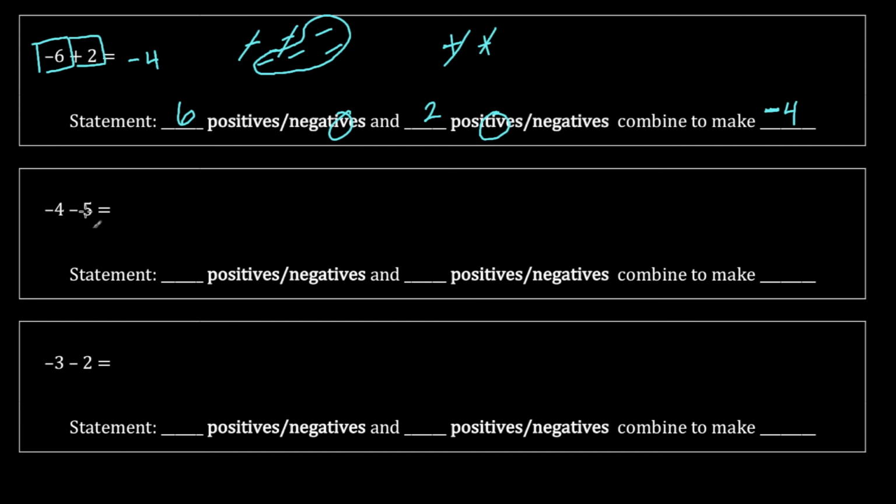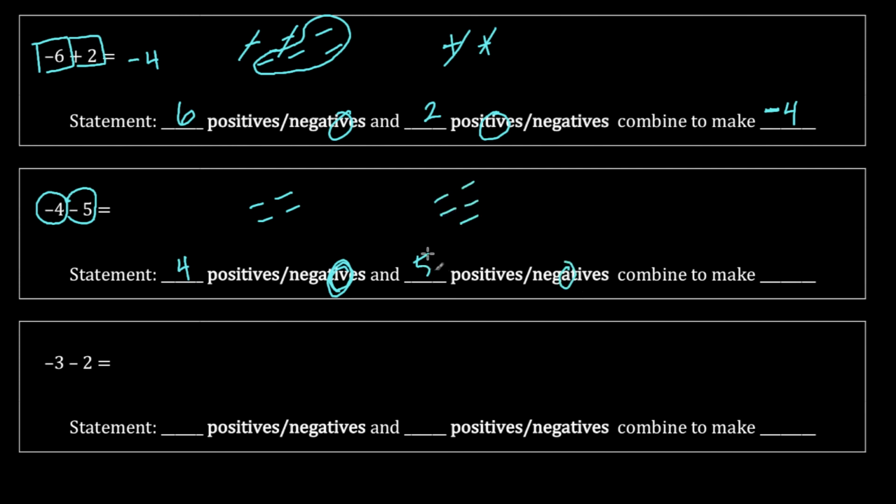Okay, we have negative 4 minus 5. So we have a negative 4 and we have a negative 5. So we have 4 negative 1s. 1, 2, 3, 4. And we have 5 negative 1s. 1, 2, 3, 4, 5.